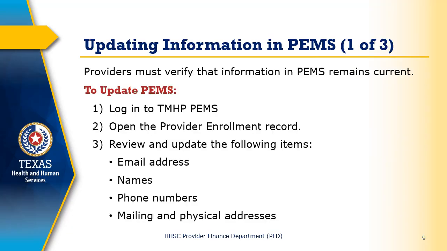Updating information in PEMS, 1 of 3. Providers must regularly check PEMS to ensure all information is accurate and up to date. To maintain current data, start by logging into TMHP PEMS and accessing your provider enrollment record. Review all sections carefully, including names, phone numbers, and mailing addresses, ensuring each detail is accurate and up to date. Regular updates help ensure effective communication with providers.